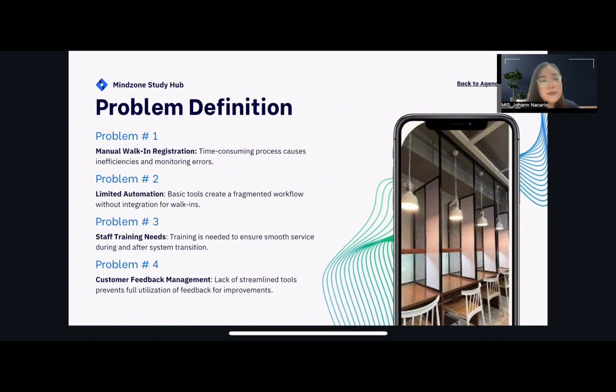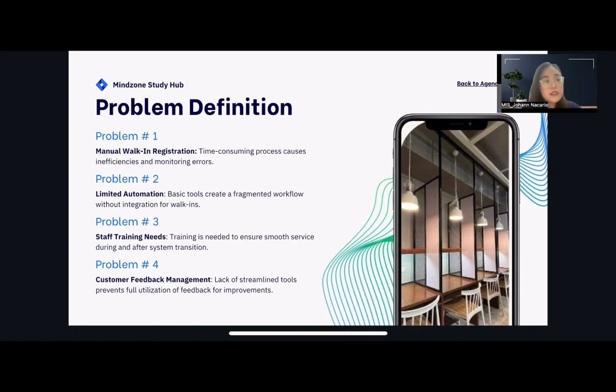This is a very time-consuming process that causes inefficiencies and monitoring errors. Problem number 2 is the limited automation, wherein the basic tools create a fragmented workflow without integration for walk-ins. So basically, they don't have a centralized system that will automatically put all of the information for the walk-ins and the online reservations.